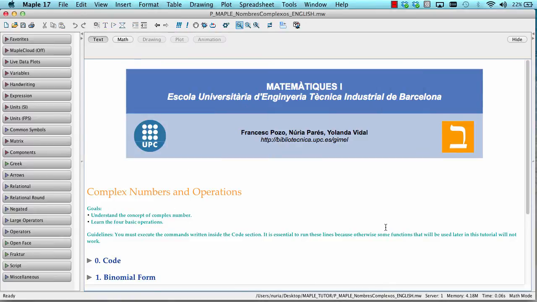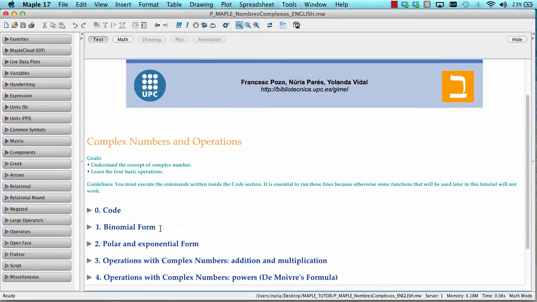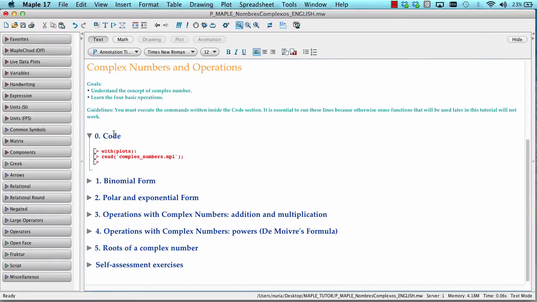Okay, so we close it. Okay, so let's see how to work with complex numbers in Maple. First thing we have to do is to open this section, zero code, and execute these lines. Execute means you place the cursor wherever you want and you press Enter or Return. So you go wherever you go and execute.